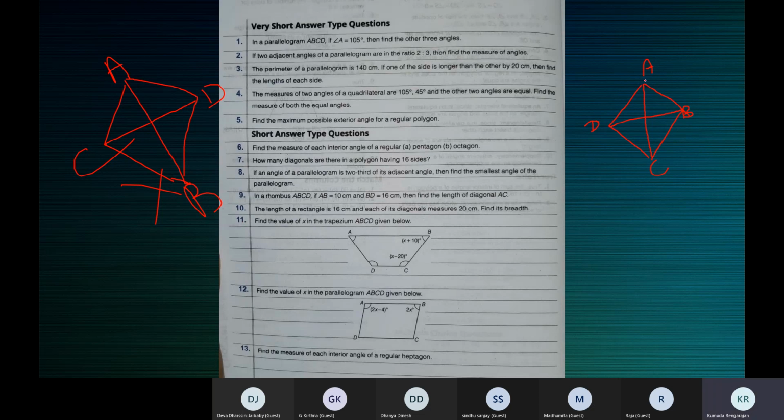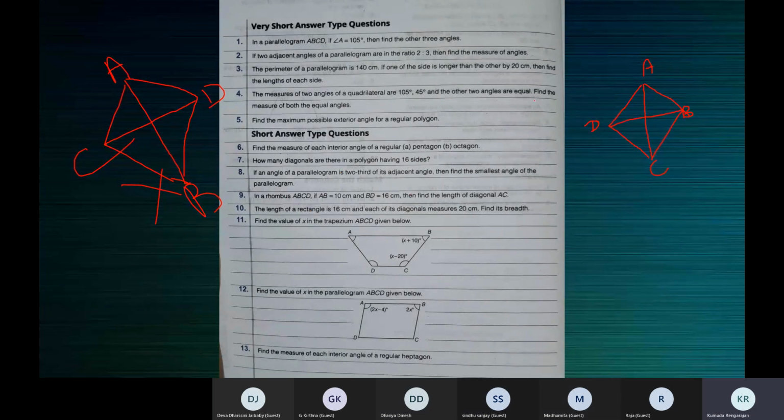You have to go in the clockwise or anti-clockwise direction. So A, next vertex B, next one C, next one D, or A, B, C, D. Am I clear, children? Yes, ma'am. Okay, now fill the values given.